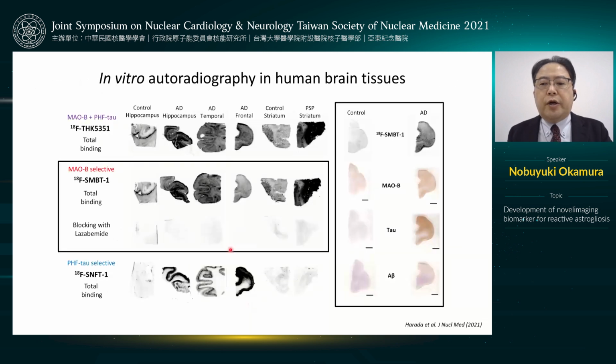And in the autoradiography of human brain sections, SMBT1 binding was greater in the brains of Alzheimer's disease and progressive supranuclear palsy than in healthy control brains. And SMBT1 signals were completely displaced by the monoamine oxidase B inhibitor rasagiline, suggesting high selectivity of this tracer to monoamine oxidase B.